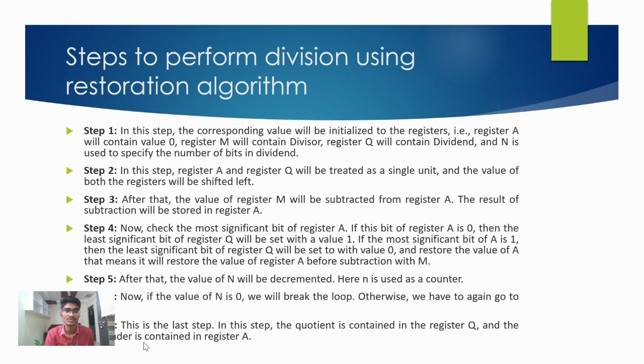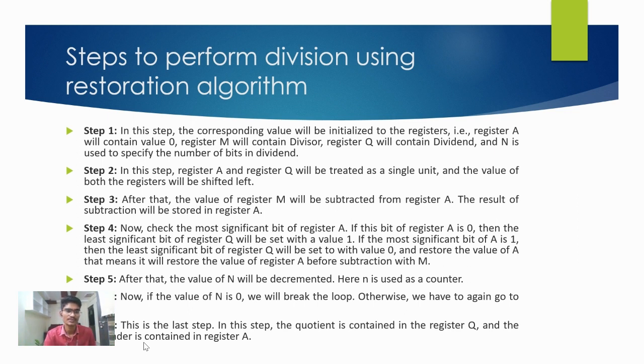Steps to perform division using the restoration algorithm. From this flowchart, at the first step we initialize the values of A, M, and Q, where Q and M are given, A is taken with the default value 0, and n specifies the number of bits in the dividend. In the second step, registers A and Q are treated as a single unit, and we perform a left shift on AQ.